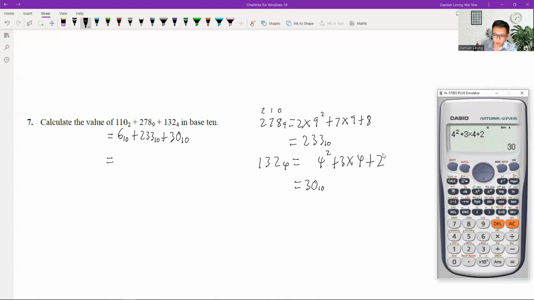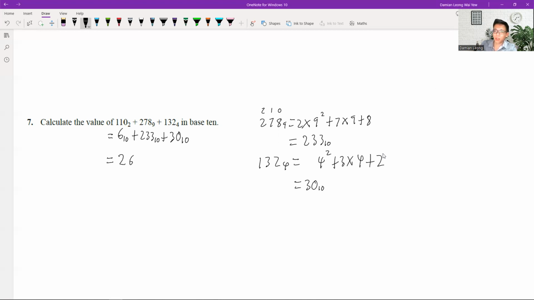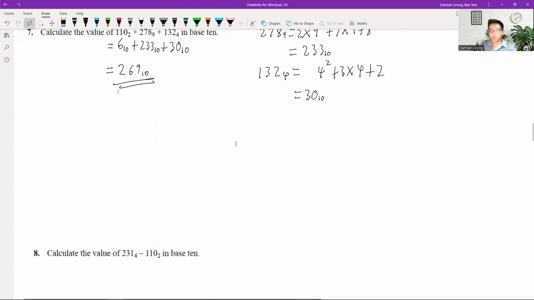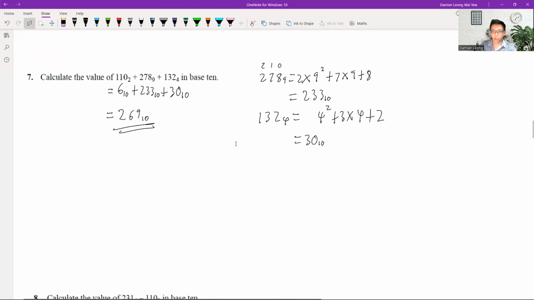Add them together. 6 plus 233 plus 30 is 269 in base 10. No need to use manual calculation for base 10, just using your calculator is fine. So that's for question 7.